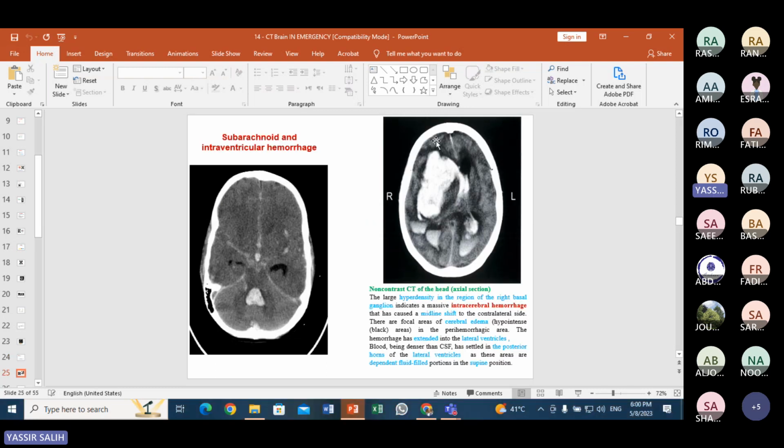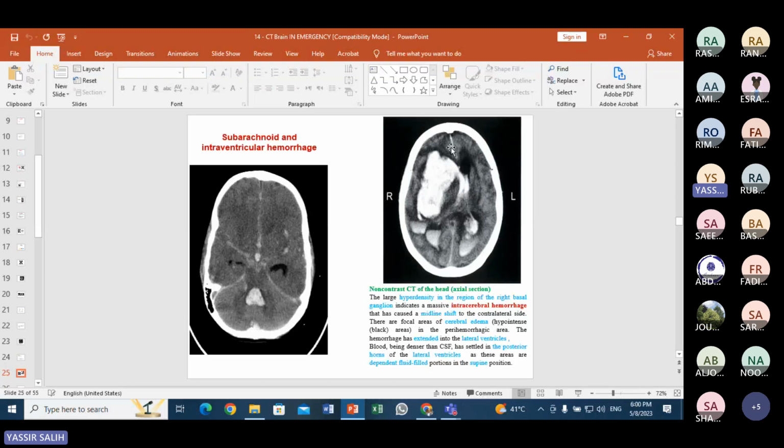This is CT without contrast. You can see acute blood in the brain parenchyma. So this is intracerebral hemorrhage. This blood is seen within the brain parenchyma. So this is intracerebral hemorrhage, appearing as hyperdense.